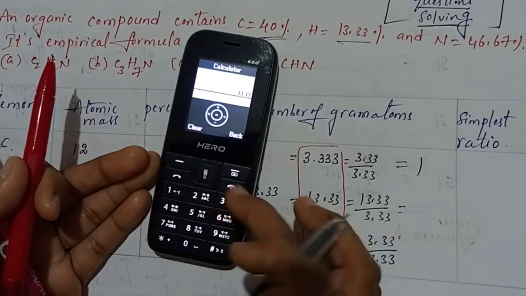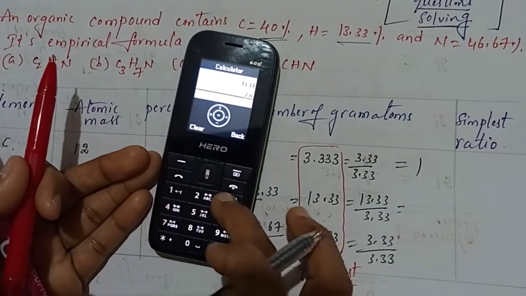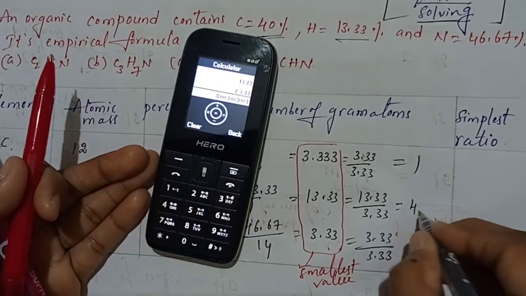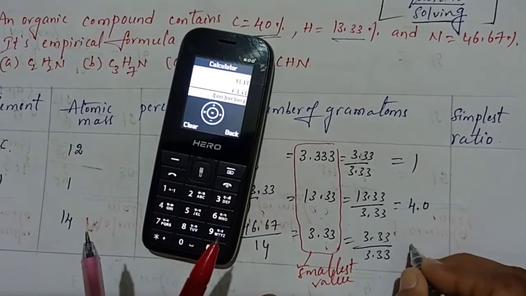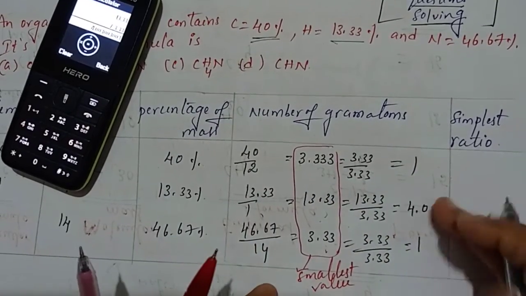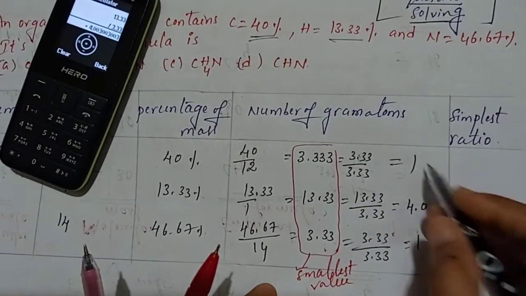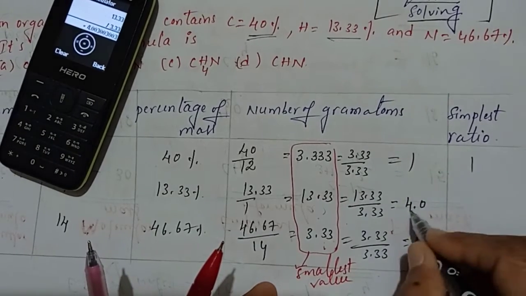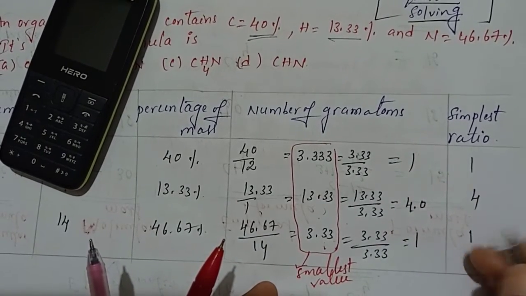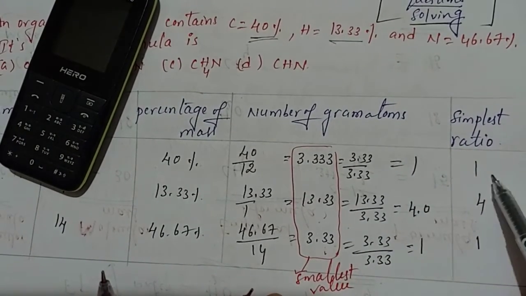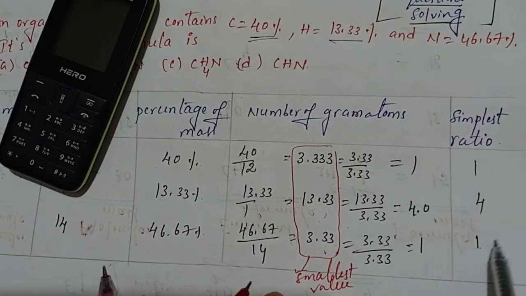13.33 divided by 3.33, how much, students? 4.00 we got. That means the answer is 4.0. And this value also, 1 we got, correct? So 4 to 1. Here we can write it as the simplest ratio. It is 4 and 1 only in simplest form. We cannot write it any simpler, correct? You can take the values as they are, 4 and 1. This is the simplest ratio.